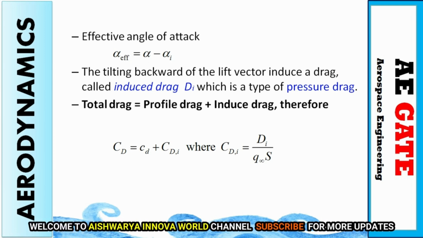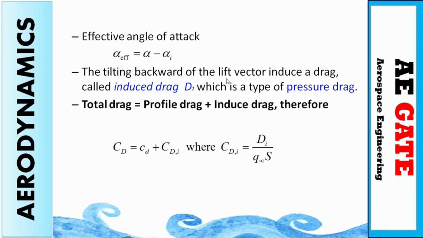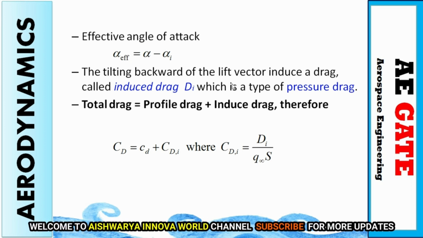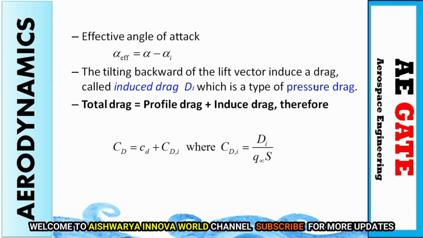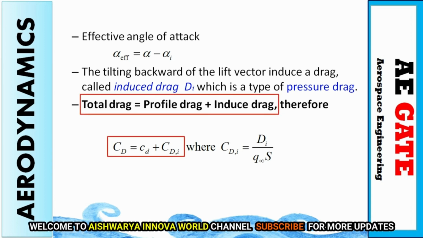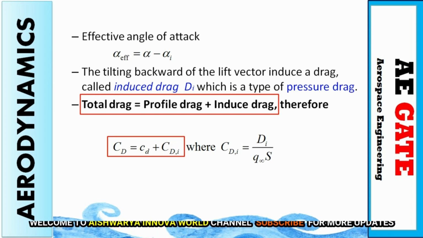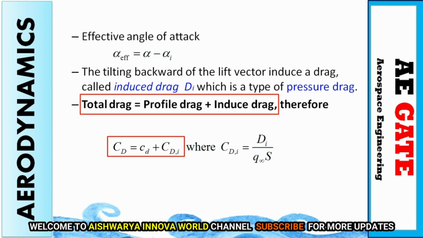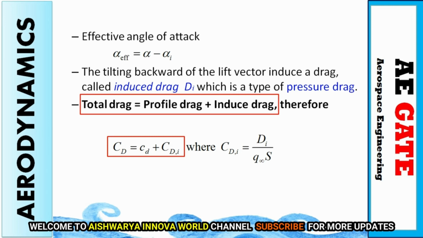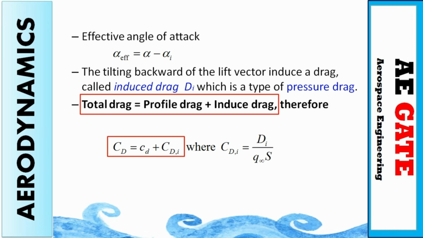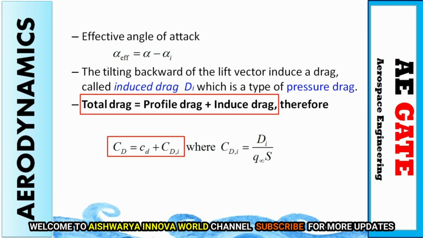Now what is meant by induced drag? The backward tilt of the lift vector induces a drag called induced drag. This is a type of pressure drag. So what is the total drag? Total drag is the profile drag plus the induced drag. So capital CD equals small cd plus CDI, where CDI equals Di divided by half rho V squared S. Half rho V squared is also called the dynamic pressure, denoted by small q infinity.